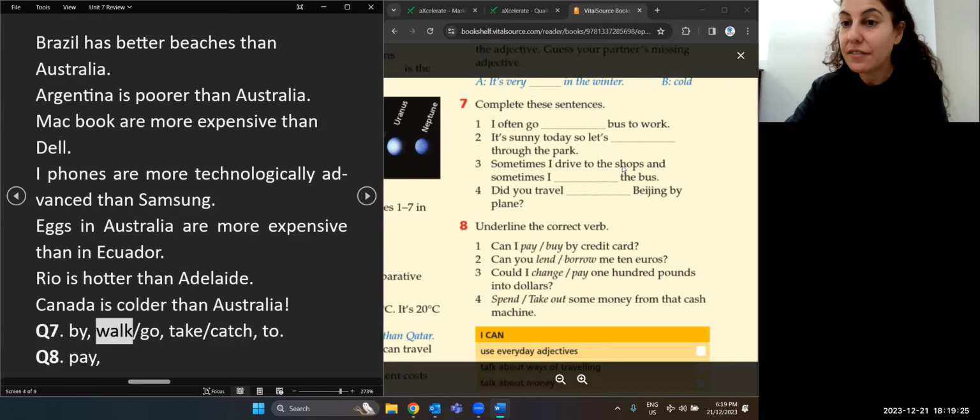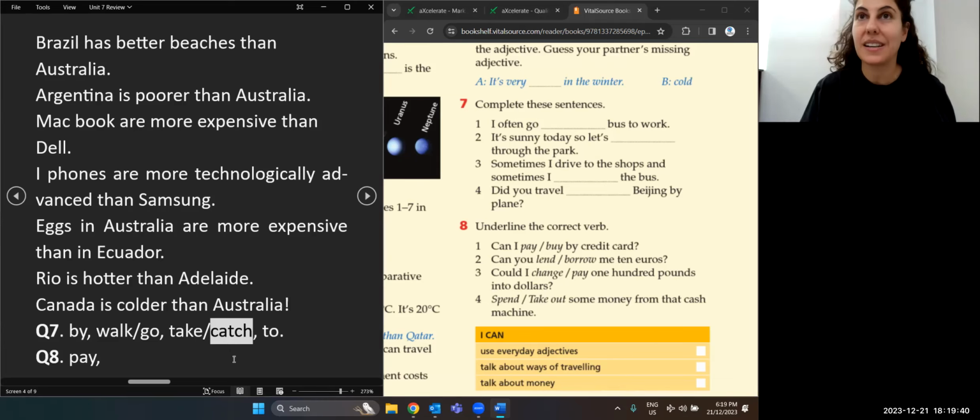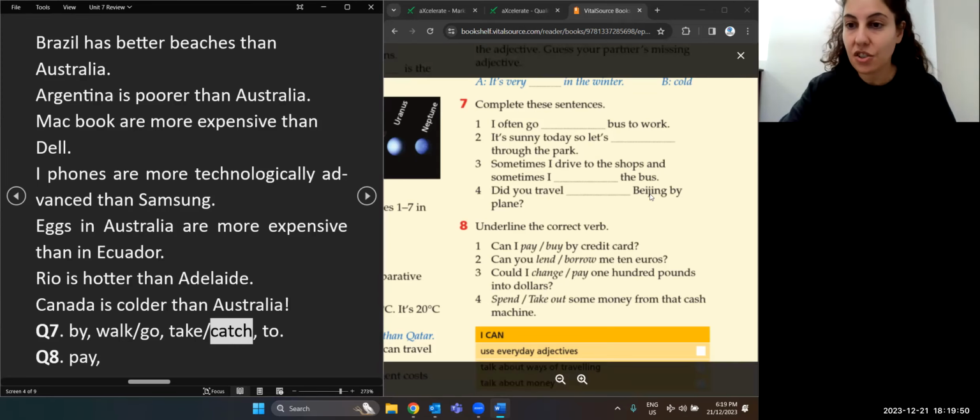Sometimes I drive to the shops and sometimes I take. And sometimes I take the bus or catch. We say we catch the bus. Yeah. Sometimes I drive to the shops and sometimes I catch the bus. I take the bus. And it's the same with tram. I catch the tram. I catch the train.